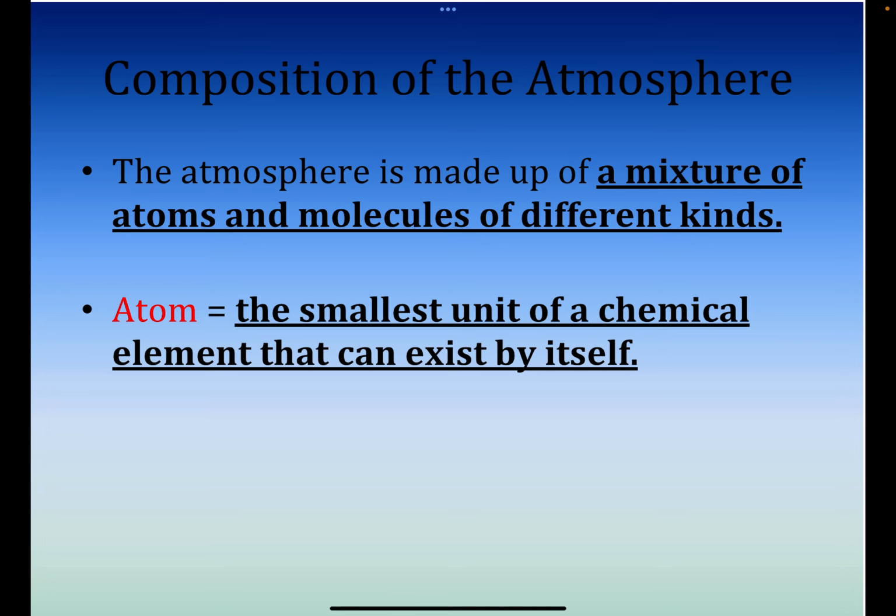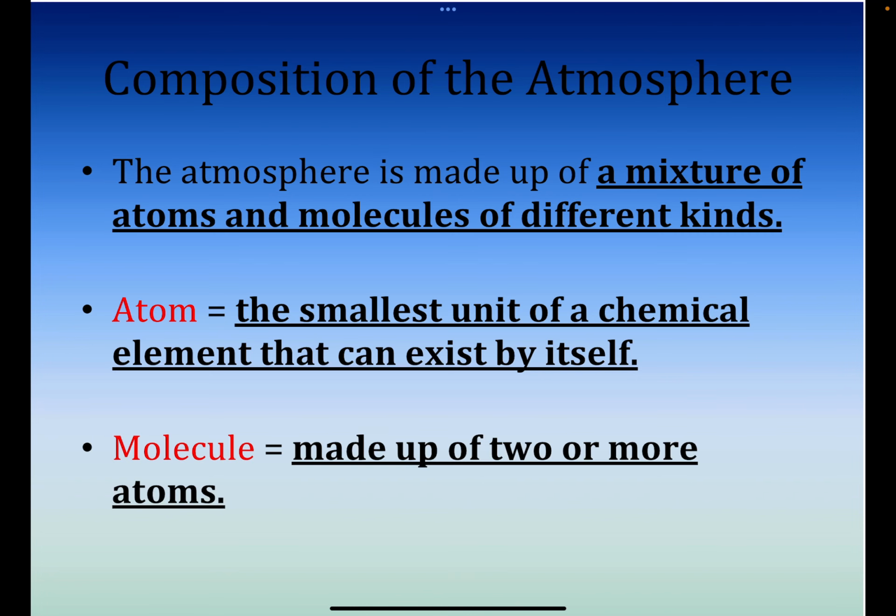From chemistry or physical science, you should know that an atom is the smallest unit of a chemical element that can exist by itself. There are smaller subunits of an atom, which are quarks, but again, they do not have all of the same properties of the element. The second item is molecules. This is made up of two or more atoms. So a single atom by itself is just an atom, but when two or more atoms come together, they form a molecule.